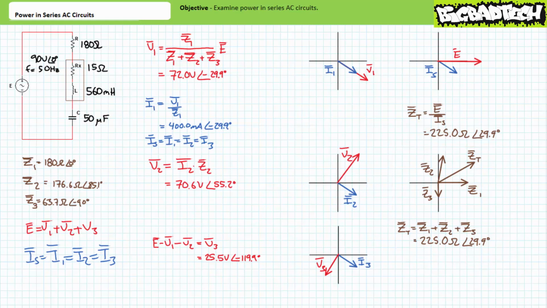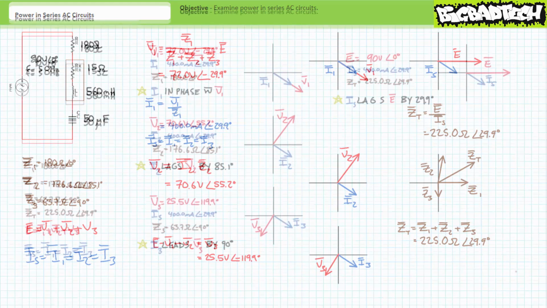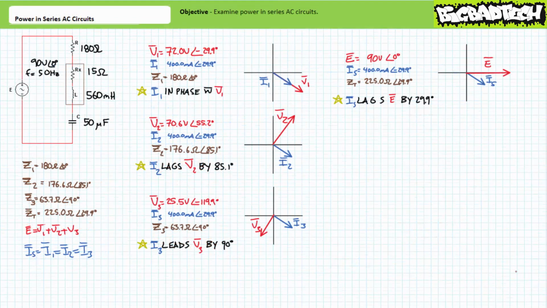I've got a reasonable degree of confidence that these answers are correct, and we can now move on to stage 2 of our problem, solving for apparent, real, and reactive power for each individual element, as well as the larger circuit. Moving on to stage 2. Now that we've got reasonably accurate voltage and current figures for the individual elements and the larger circuit, see if you can calculate the apparent, real, and reactive power for each individual element and the whole circuit.